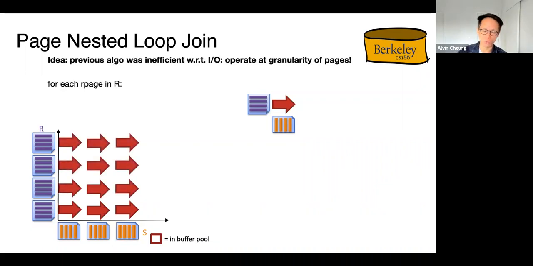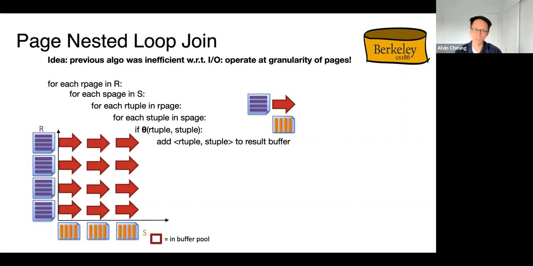So in terms of code, this is how we would express this page-based nested loop join algorithm. For each page of R that we have loaded in, we're going to compare that with each page that we have loaded in terms of S. And then for each of the tuples that reside within that page of R and that page of S, we're going to once again pass that to the theta function that we have.